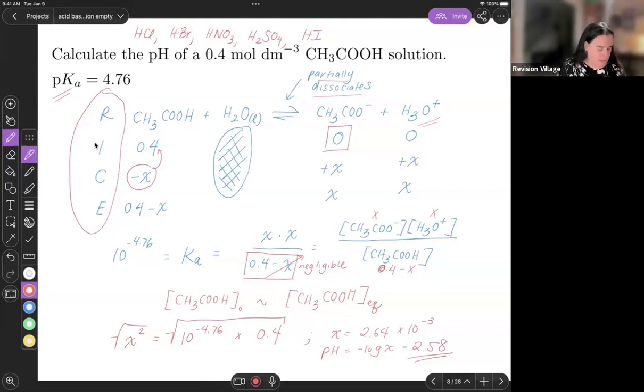So let me do that super fast on a calculator, and I get 0.4. So if this had been a strong acid, the pH would have been 0.4. This is not a strong acid, so the pH is quite a bit higher. It is 2.58.